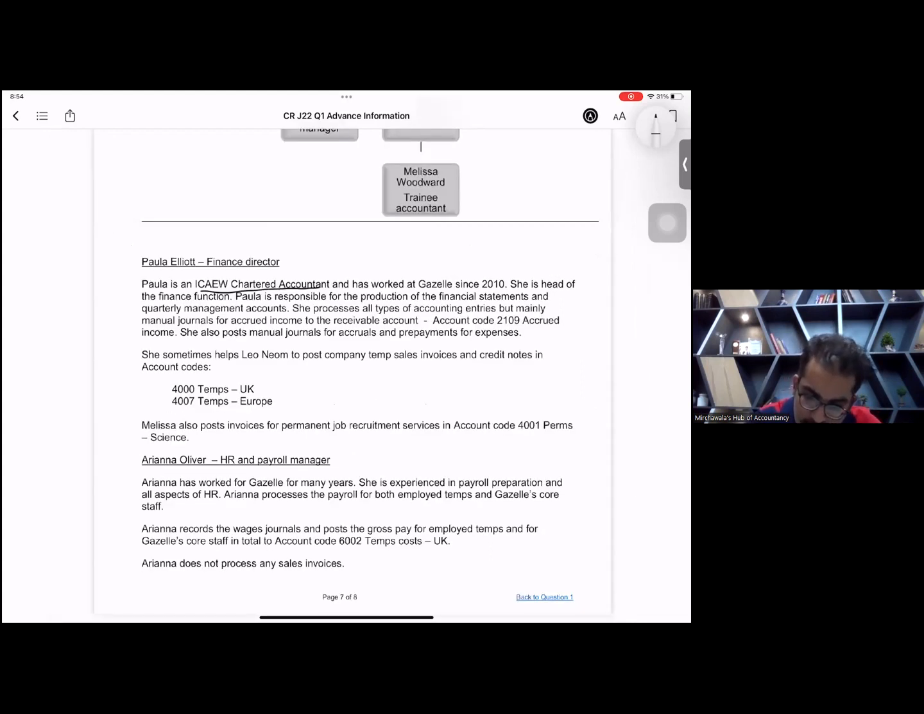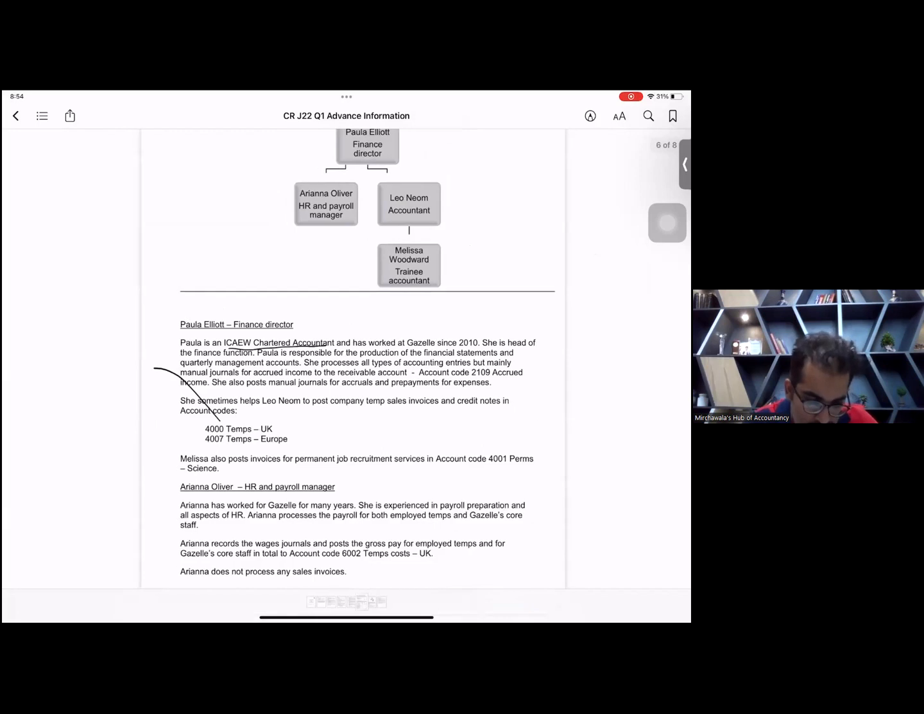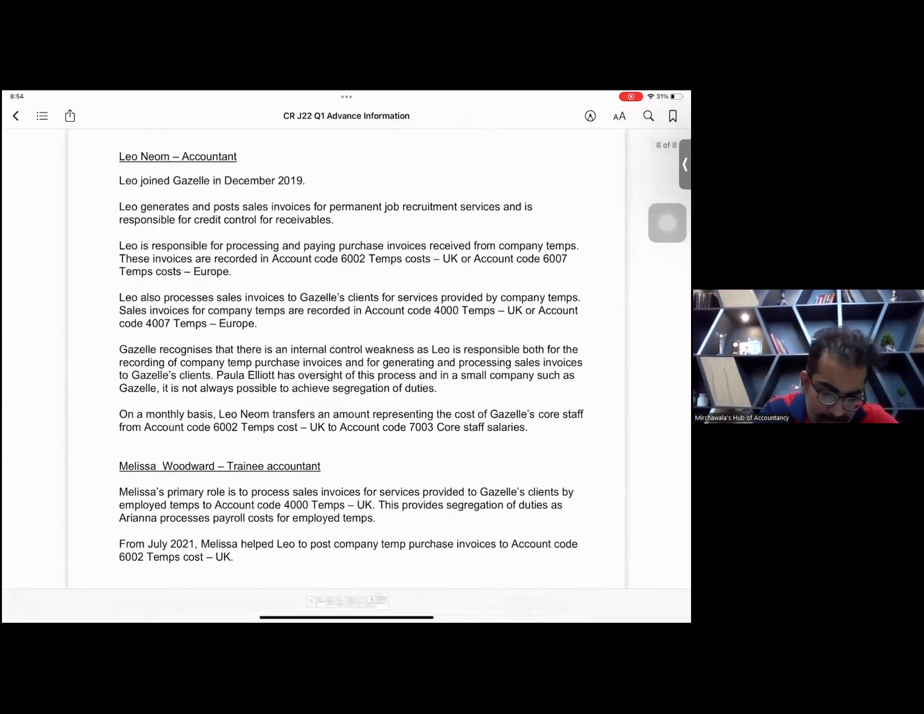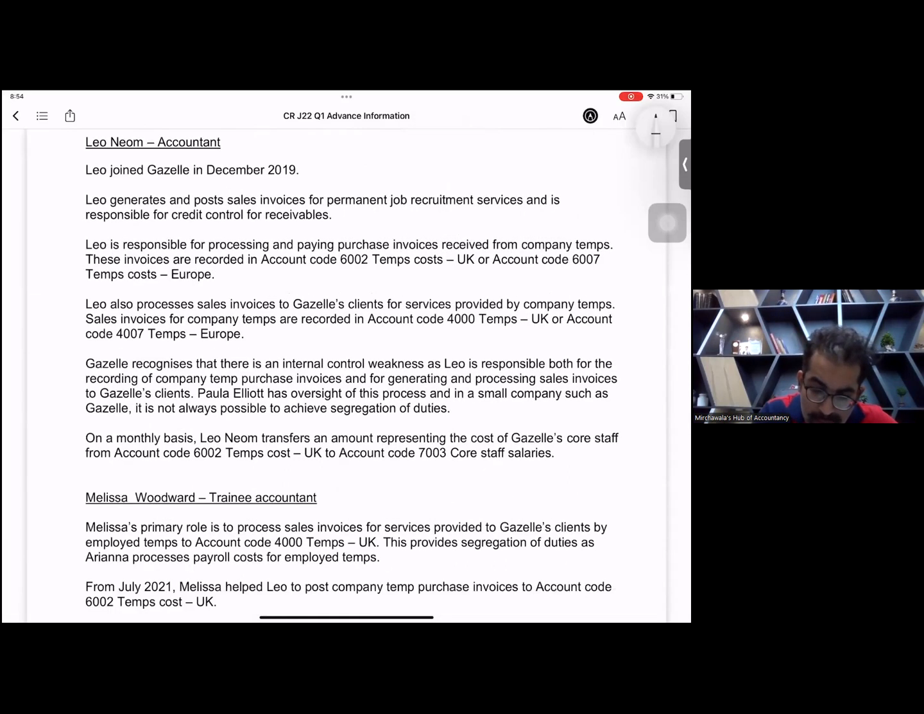Now this is the responsibility of Leo. Leo generates and posts sales invoices for permanent job recruitments and is responsible for credit control of receivables. Leo is responsible for processing and paying purchase invoices received for company temps. These invoices are recorded in account code 6002 for the UK and account code 6007 for Europe. That means Leo is solely responsible for all purchase invoices.